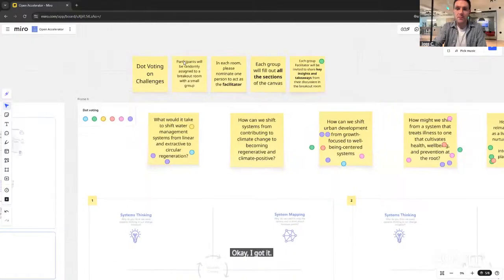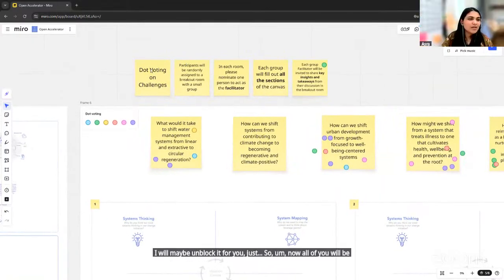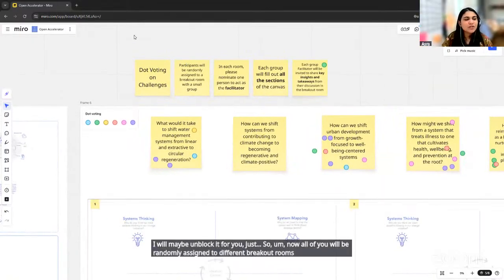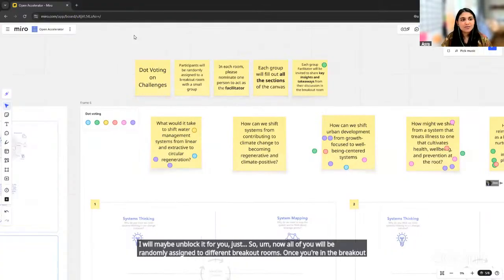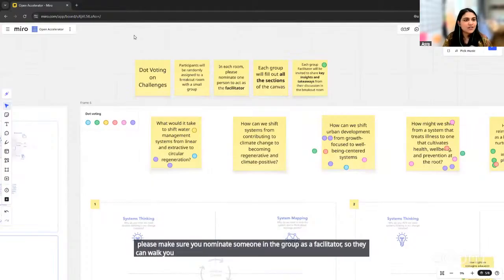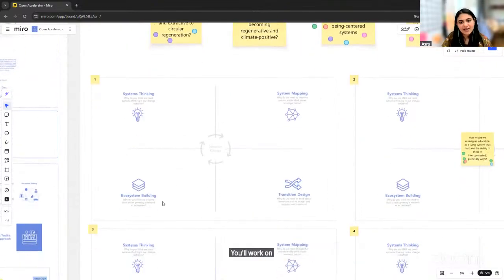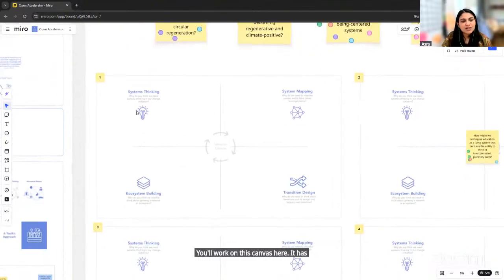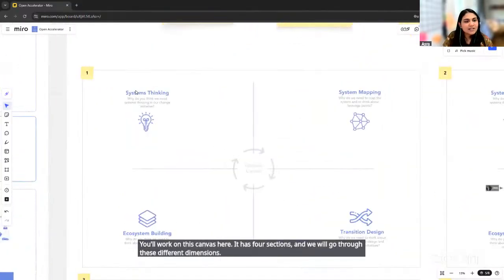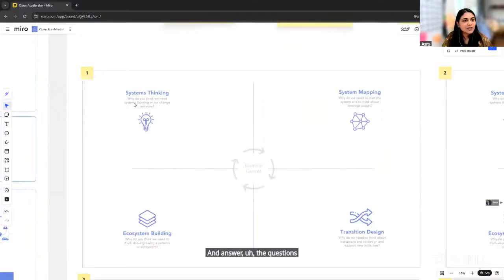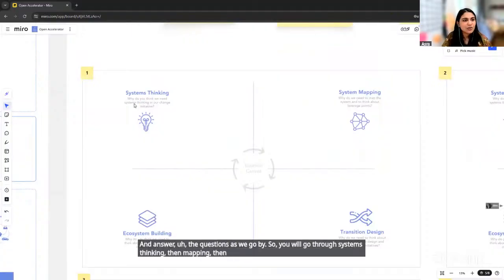So now all of you will be randomly assigned to different breakout rooms. Once you're in the breakout room, please make sure you nominate someone in the group as a facilitator so they can walk you through the different conversations, and then you will work on this canvas here. It has 4 sections, and we will go through these different dimensions and answer the questions as we go by. So you will go through systems thinking, then mapping, then transition design, and ecosystem building.